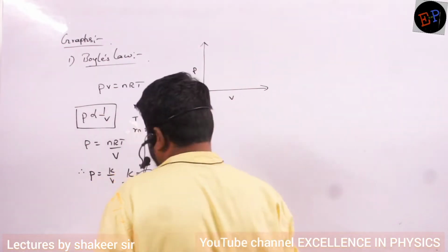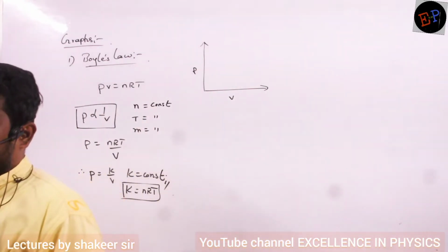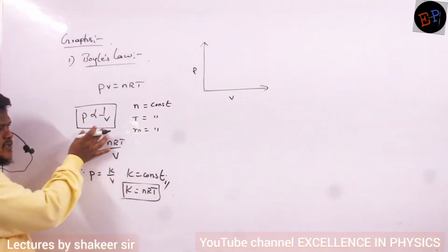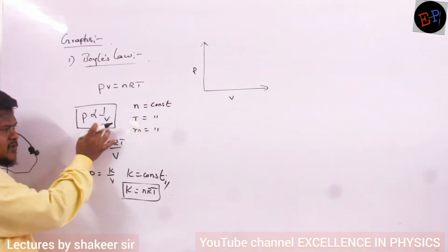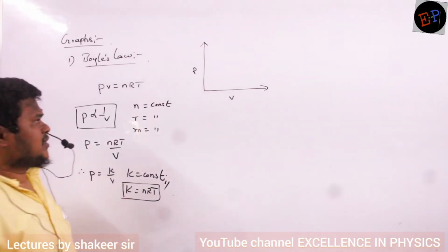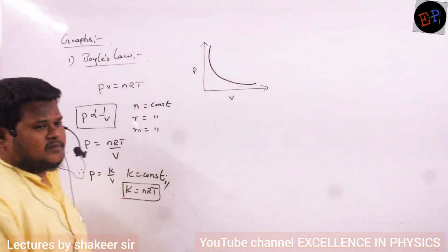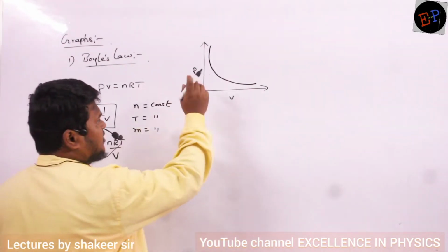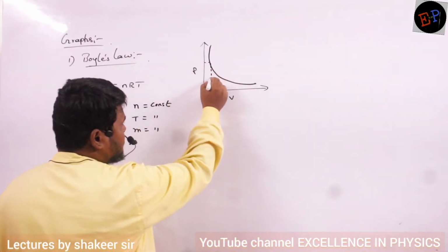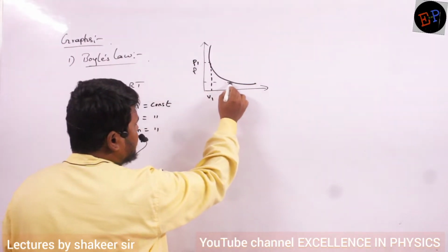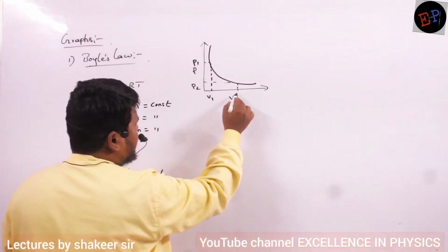Now, if I want to draw a graph between pressure and volume, can you say how the graph will be? Inversely proportional, no? Pressure is inversely proportional to volume. It means the graph should be somewhat like this. This should be the shape of the graph. Because, for example, if you take any two conditions, P1, V1, and one more condition, this is P2 and this is V2.